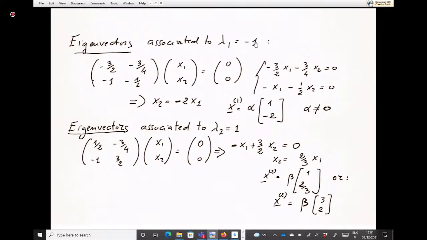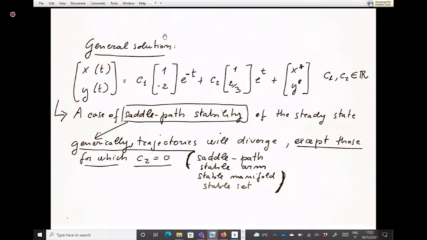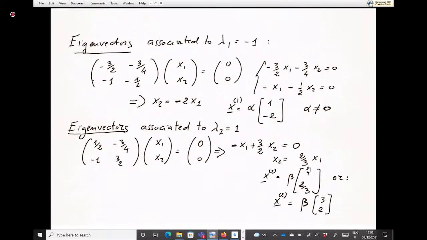Nothing difficult from the point of view of writing down the solution. The two constant terms are the steady state coordinates 5, 10. I can write down the general solution. Okay? x(t) is equal to alpha, if you like, times the eigenvector (1, -2), times exponential, this is the eigenvalue -1 times t, plus beta, or C2, times, here I wrote the eigenvector in a different way, instead of (3, 2), (1, 2/3), for instance, okay?